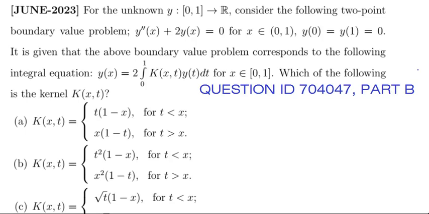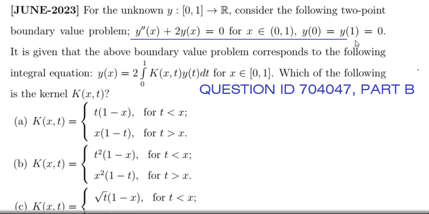In this video, we will solve a problem asked in CSIR NET June 2023, Part B, question ID 704047. This question is related to integral equations. So here we are given a boundary value problem: y double dash of x plus 2y of x equal to 0, with the conditions y of 0 equal to 0 and y of 1 equal to 0.